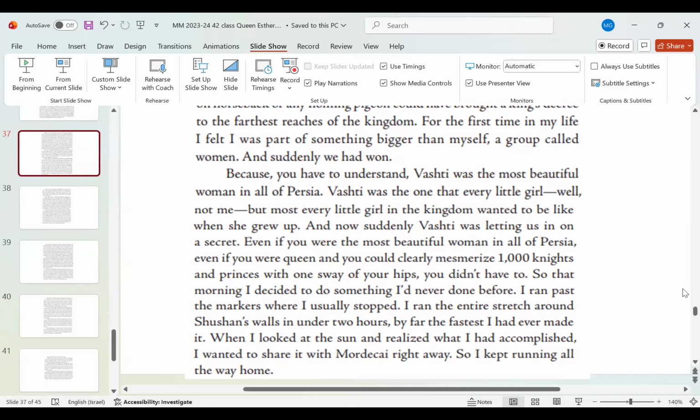So that morning I decided to do something I'd never done before. I ran past the markers where I usually stopped. I ran the entire stretch around Shushan's walls in under 2 hours, by far the fastest I had ever made it. When I looked at the sun and realized what I had accomplished, I wanted to share it with Mordecai right away, so I kept running all the way home.